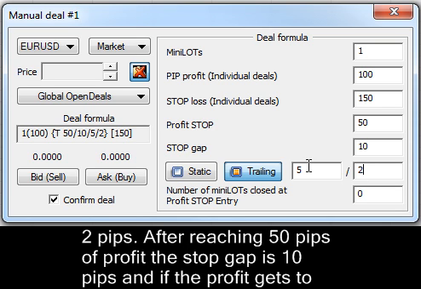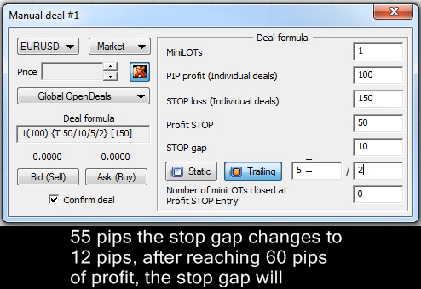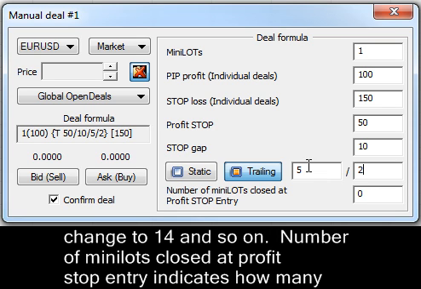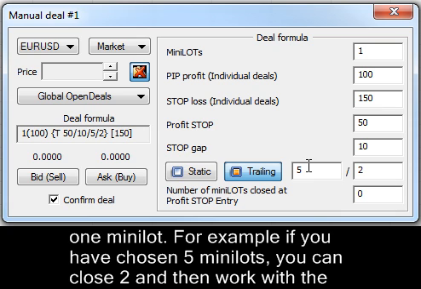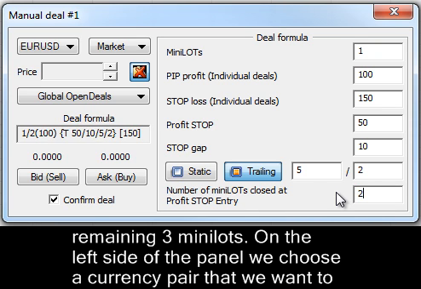After reaching 50 pips of profit, the stop gap is 10 pips, and if the profit gets to 55 pips, the stop gap changes to 12 pips. After reaching 60 pips of profit, the stop gap will change to 14, and so on. Number of mini lots closed at profit stop entry indicates how many mini lots should be closed after reaching profit stop. This only works if you have set more than 1 mini lot. For example, if you have chosen 5 mini lots, you can close 2 and then work with the remaining 3.